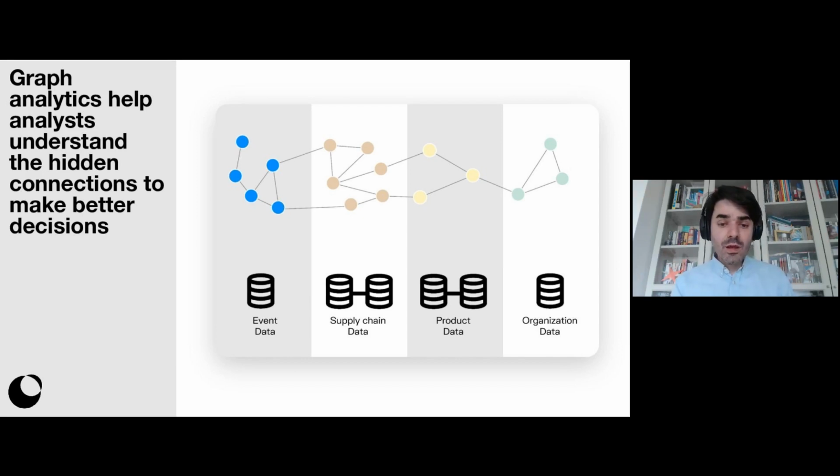In the past few years, a new type of technology has emerged, graph databases, that are optimized for the storage and query of large, massive graphs. It makes it possible to unlock and discover insights hidden in complex connected data, such as the supply chain data. Here you can see how this event data, this supply chain data, the product data, the organizational data can all come together to form one big graph.